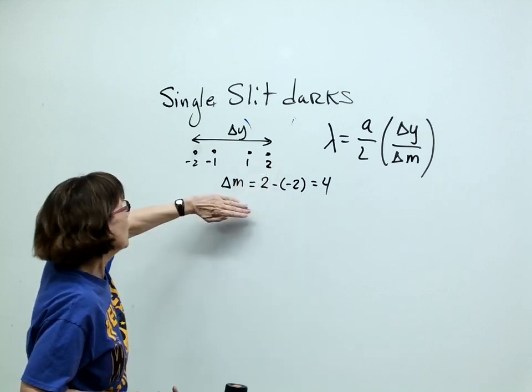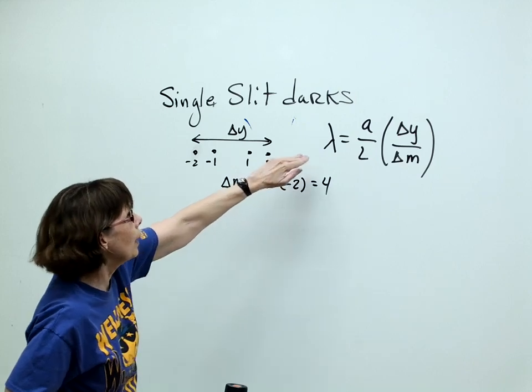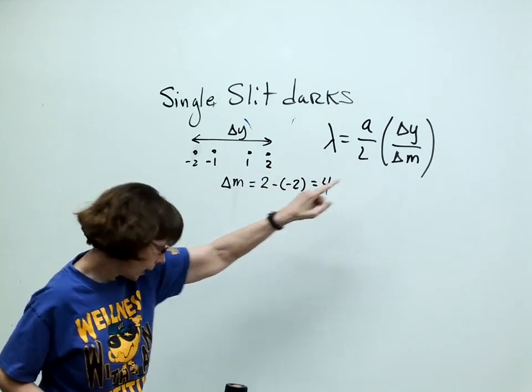the other. And so the delta M here would be 4, and the wavelength would be A over L times delta Y over delta M.